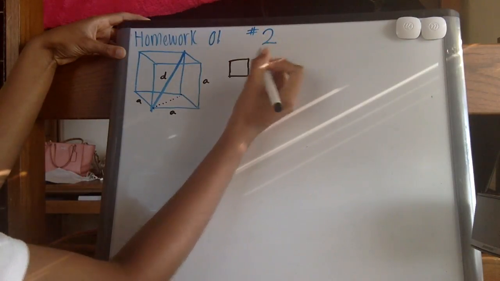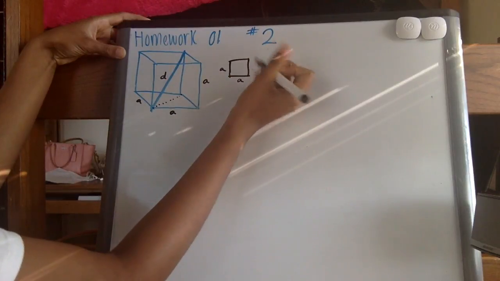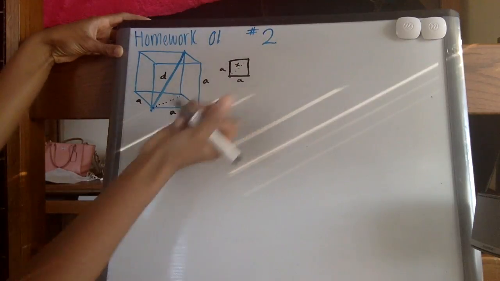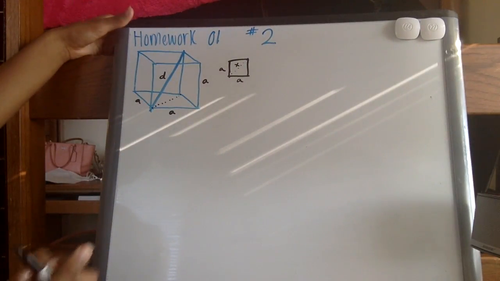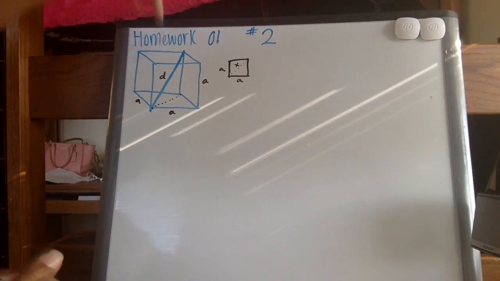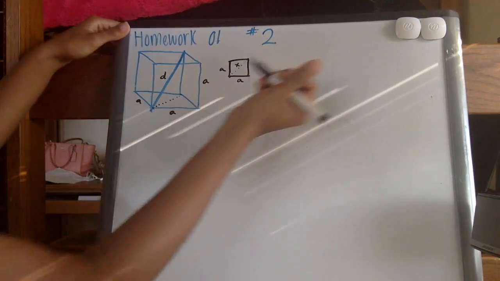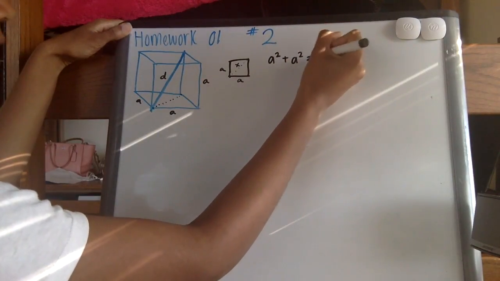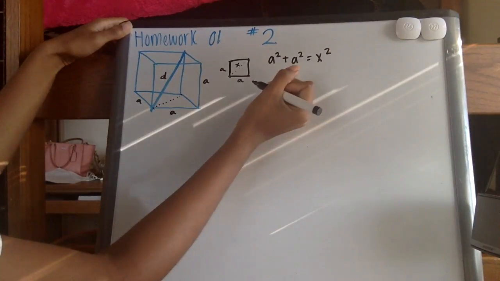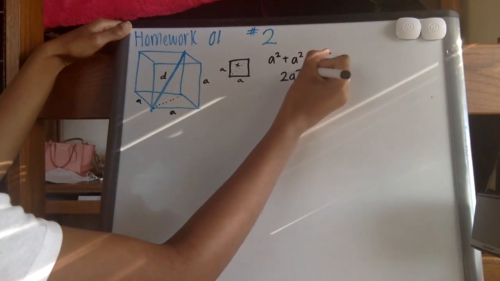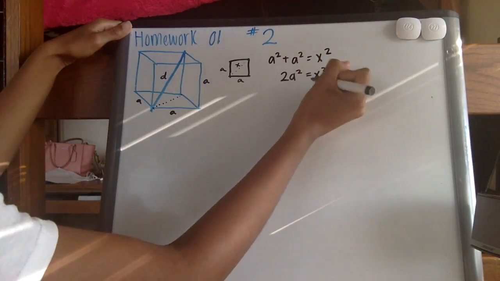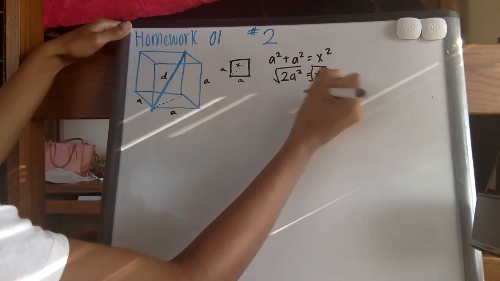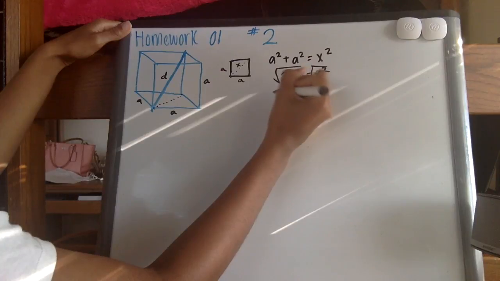Let's say first our base is a square, and we know this is a, and this is a, and then the dotted line we're going to call x, because we made this two-dimensional. That x is the looking-down-from-the-top version of d. From the Pythagorean theorem, a squared plus a squared equals x squared, which simplifies to 2a squared equals x squared. To find x, we simplify and end up with x equal to a root 2.